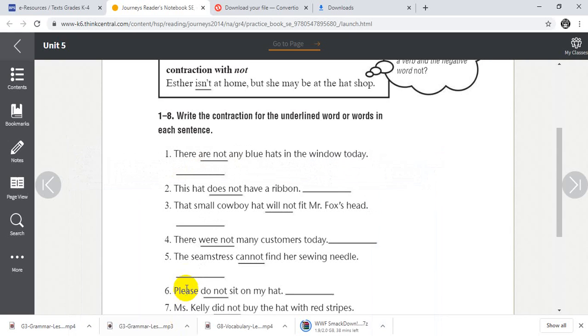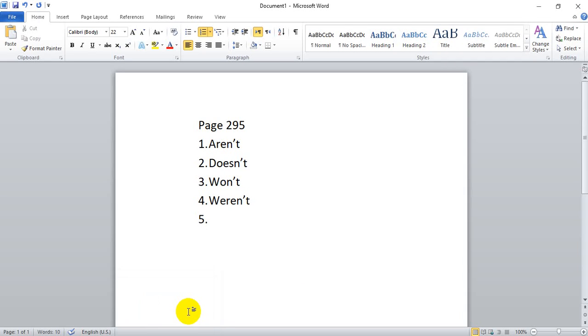Alright, number 5. The seamstress cannot find her sewing needle. Cannot. You're going to put cannot into a contraction. So we're going to take away the N and the O and put an apostrophe. It's going to look like this. Can't, right? Can't. So you see we took one N out and we took the O away and we just put an apostrophe and a T. Can't. So it's also an exception just like won't.